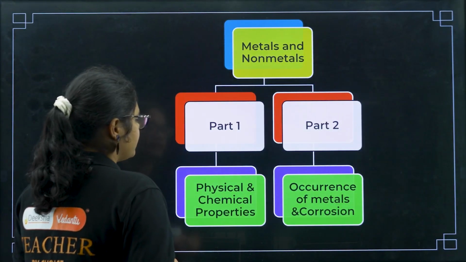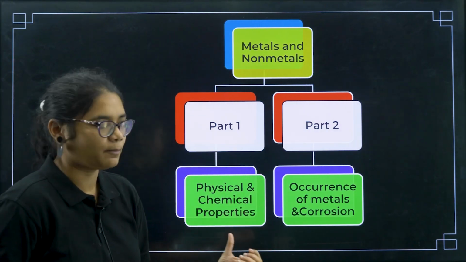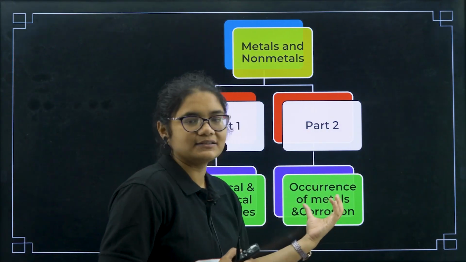First of all, there are two parts, I can say. In the first part we'll be talking about physical and chemical properties. In the second part, occurrence of metals and corrosion.